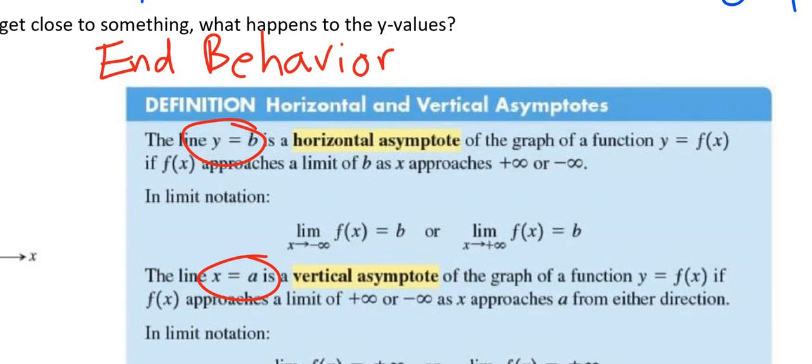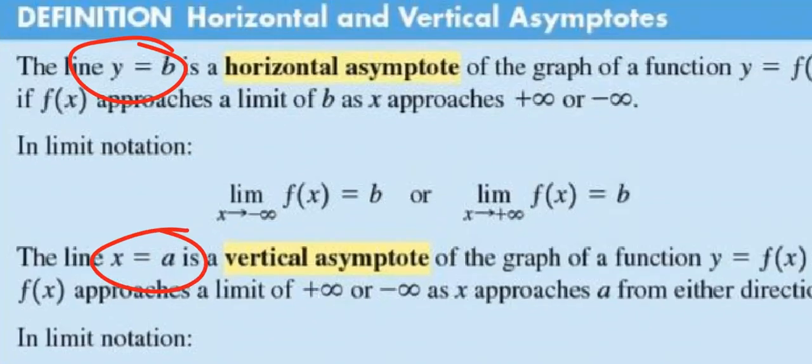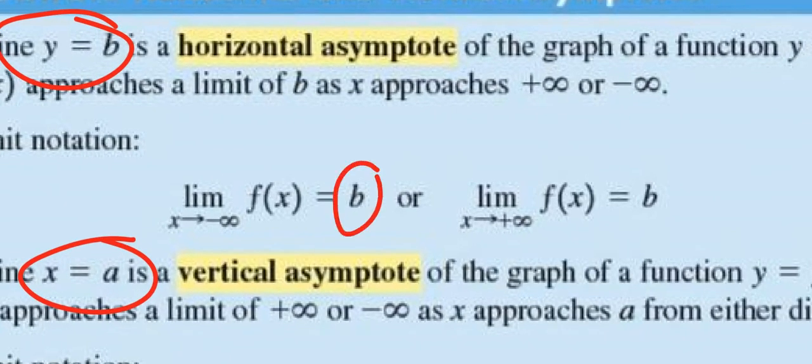Where on a graph do you find positive infinity for the x's? Way far over to the right. Where do you find negative infinity for the x's? Way far over to the left. So keep that in mind. We're talking about the extreme x values on the far right and the far left. And what this definition is saying is that your limits are actually going to a number.